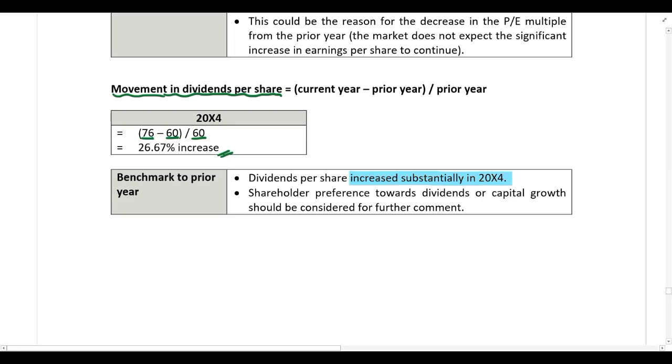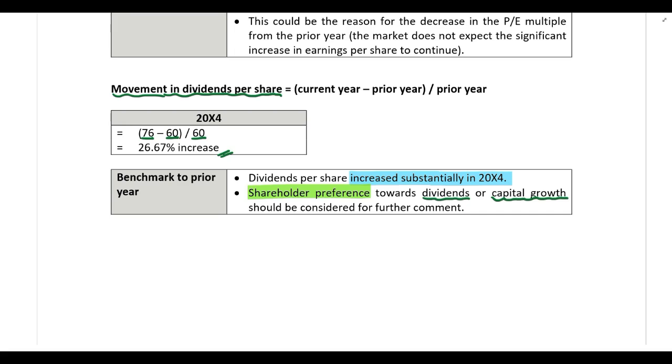However, guys, we can't say whether that increase is positive or negative unless we consider shareholder preference. Obviously, if shareholders prefer dividends, they will be happy with the increase in the dividend per share. However, if shareholders prefer capital growth in their share price, they would rather that the company doesn't pay out high dividends. They rather keep the money in the company and use it for investment purposes to grow the value of the company, so that one day when the shareholders sell their shares, they'll make a gain on the sale of their shares. So we can't actually comment any further here.